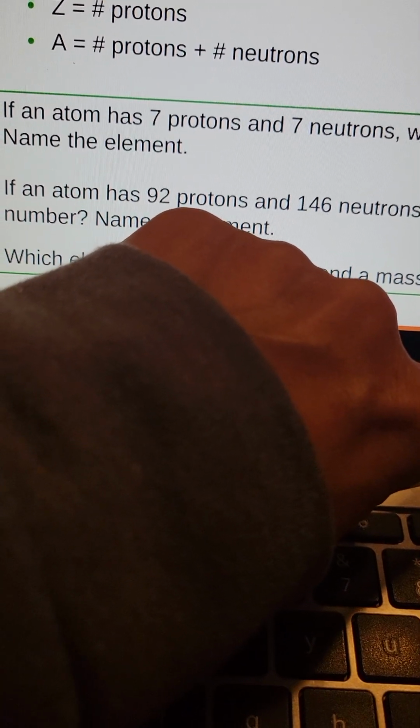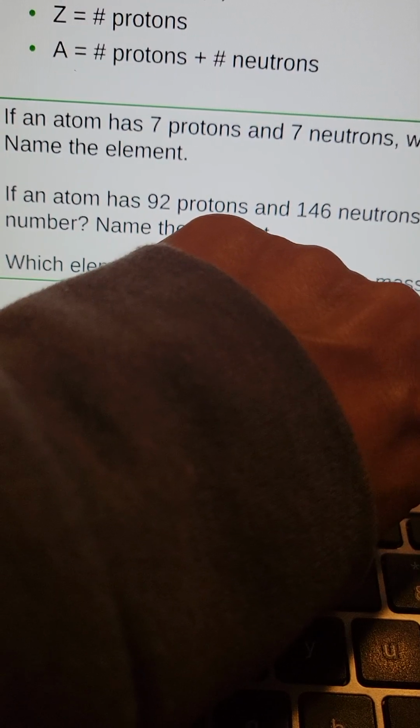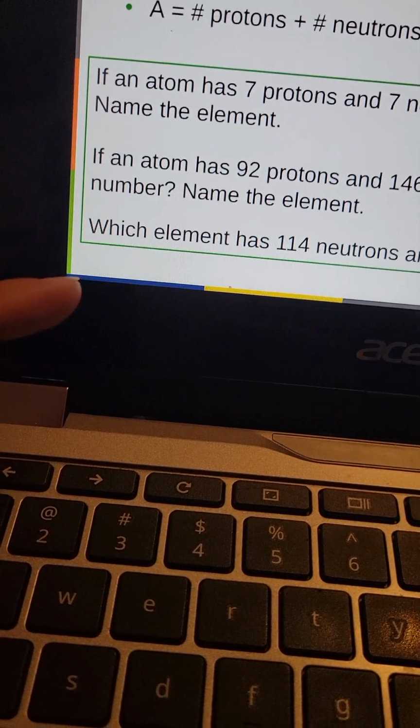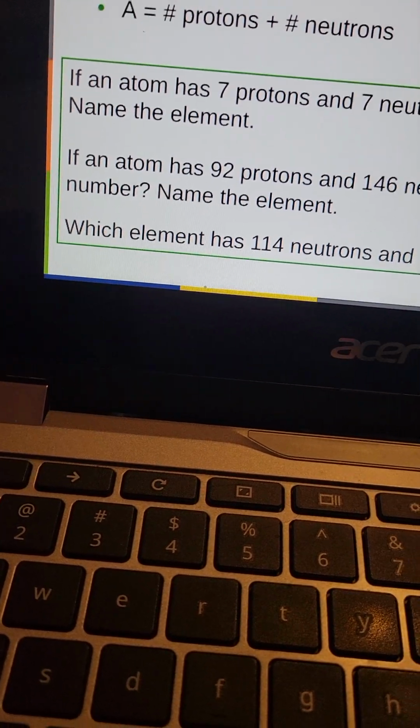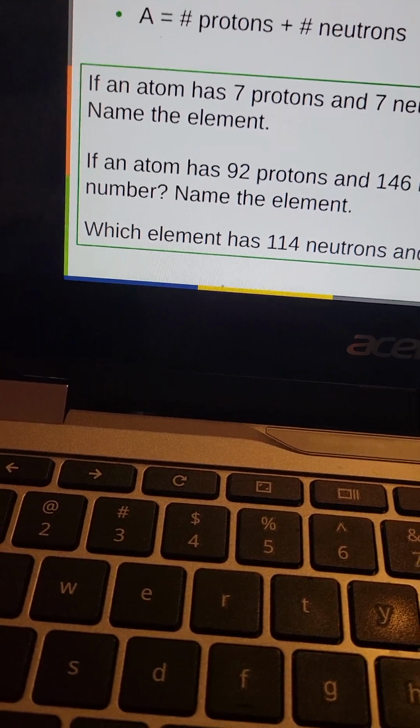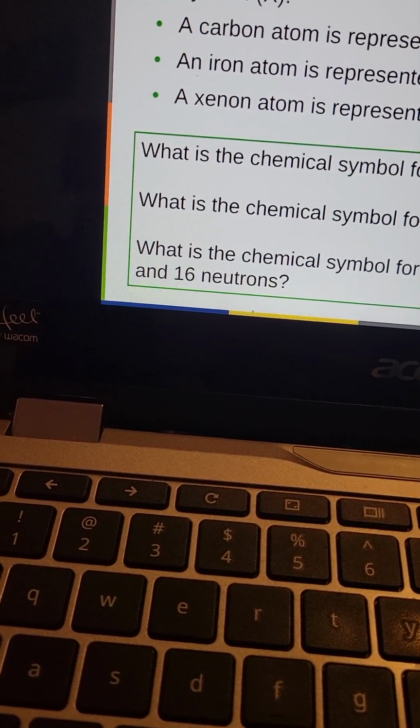So if a mass number is neutrons plus protons, if we did the mass number minus the neutrons, that would give us the number of protons, and then protons would tell us what element it is, because that's the Z, the atomic number.